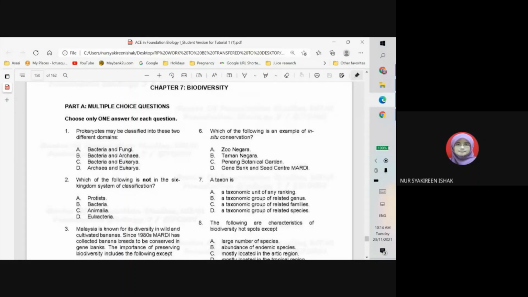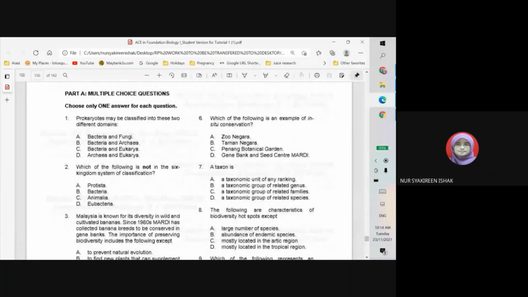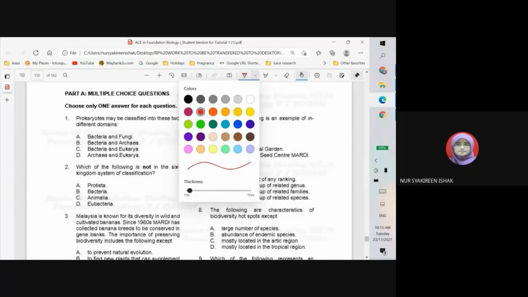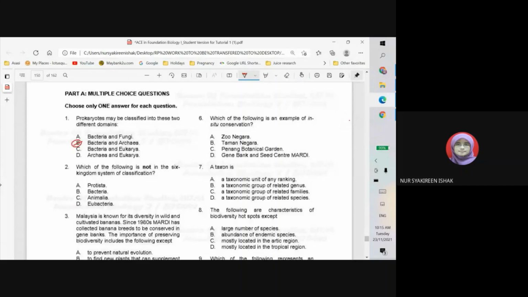is important, okay? And check whether your answer is correct or not, okay? So for question number 1, prokaryotes may be classified in these two different domains, okay, which is the answer should be bacteria and also archaea, okay? Bacteria and archaea. So if you look at the keyword here, okay, prokaryotes, okay, and then two different domains.